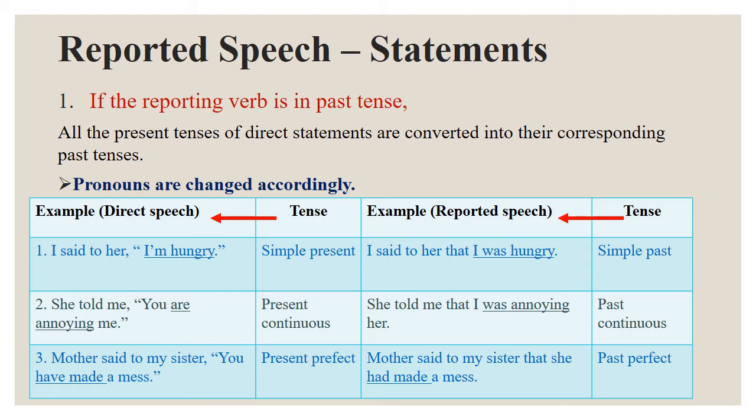Example number 3. Mother said to my sister, you have made a mess. Here the direct statement is you have made a mess, and it is in present perfect. So according to this rule, we have to convert it into past perfect in reported speech. The answer is Mother said to my sister that she had made a mess.